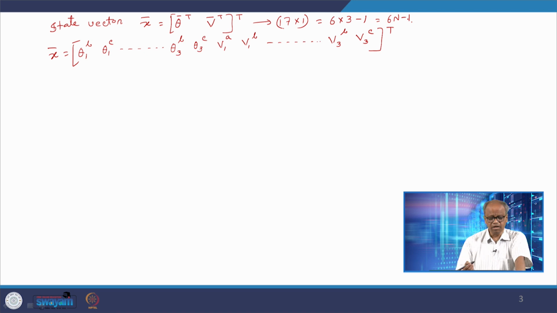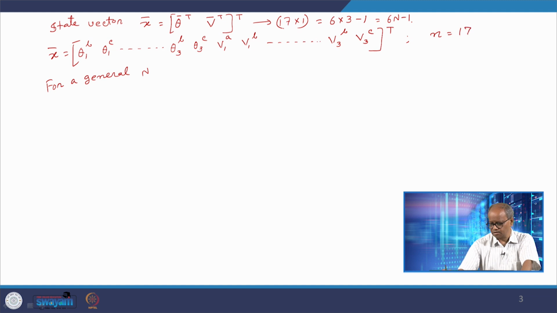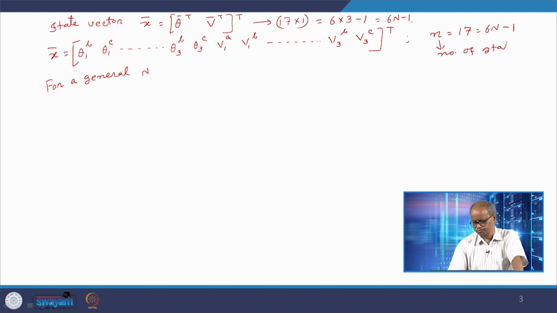So, for a general N bus system, this is my state vector, and the number of states is 6N minus 1. For the 3 bus system, this is 17. What is the number of states? It is the number of states to be estimated.